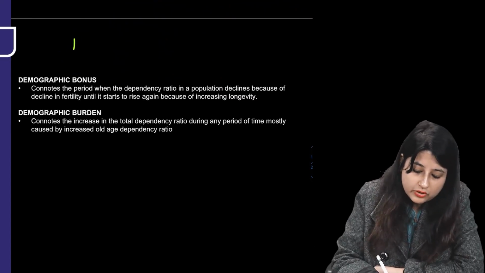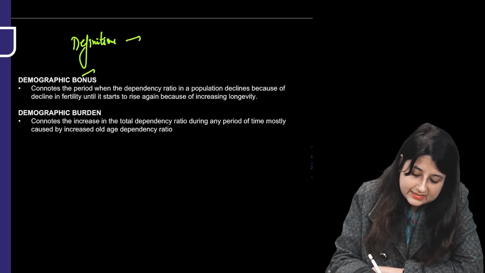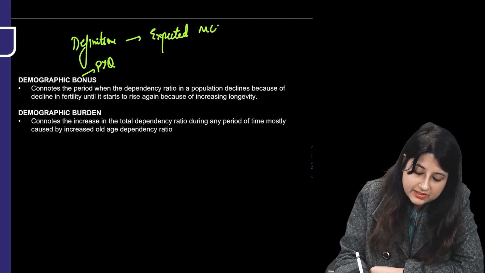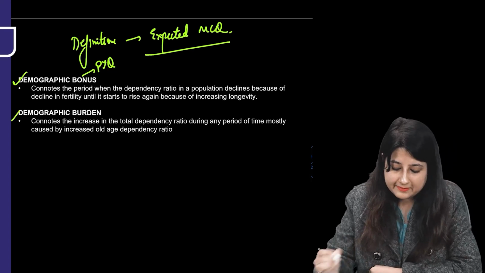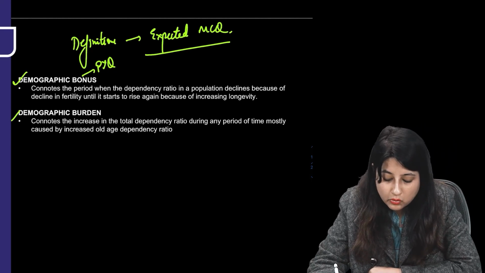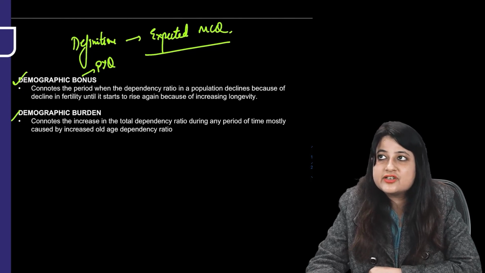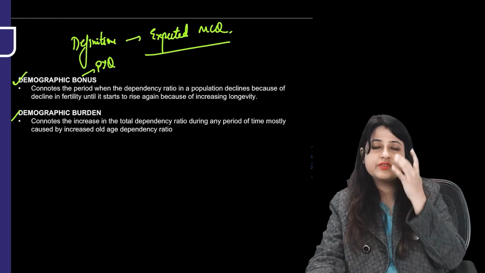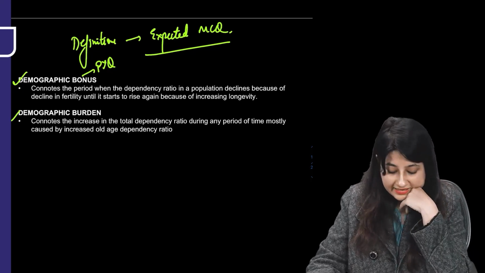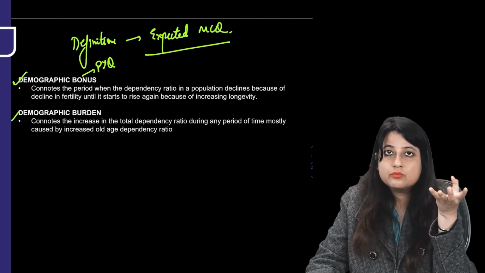Here there are two important definitions which can come as MCQs. Bonus is definitely a PYQ and these are again expected MCQs in our future exams. See, bonus and burden. How can you remember this? Bonus means something like whenever there's a festival we get additional payment, some sort of incentive. So that is bonus. What is the additional advantage that we are getting? There is a term known as demographic bonus.